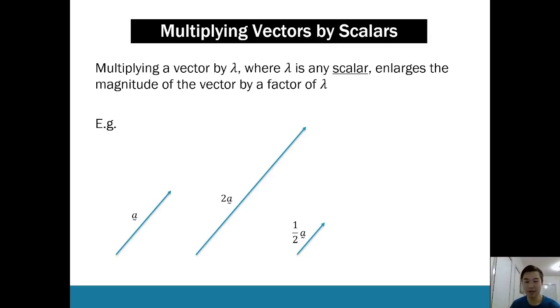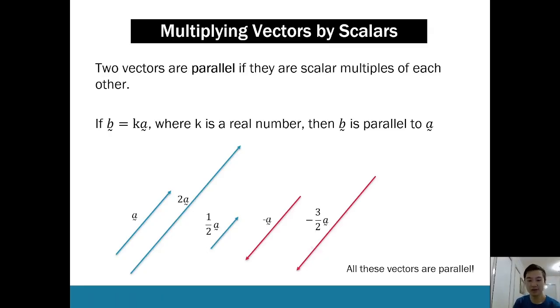So remember that when you multiply a vector by lambda, where lambda is any scalar, that will enlarge the magnitude of that vector by a factor of lambda. So for example, if you have a vector A and you want to double its length, you can multiply it by 2 in order to double its length. So 2A will have twice the magnitude of A. Similarly, if you want to shrink it, you can also multiply it by a fraction in order to shorten its magnitude. For example, if we want to halve A, we can just multiply it by half.